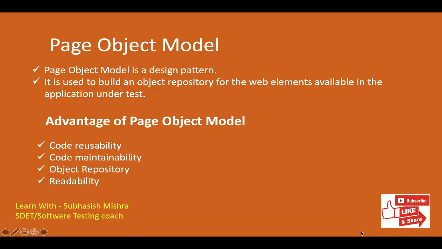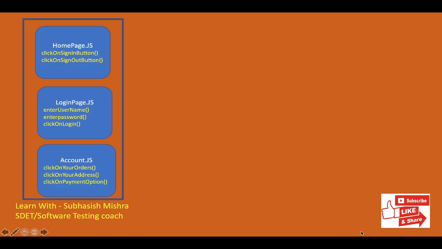There are a lot of advantages of page object model like code reusability, code maintainability, object repository, then readability. We'll go in details. First, let's try to understand what is page object model. So I have one example. So before that, let's go to the Amazon website.